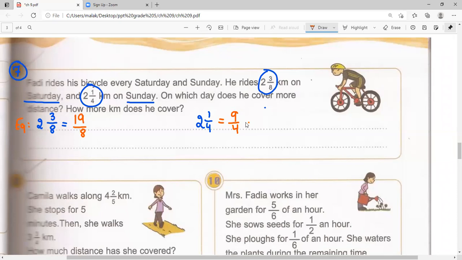Both have different numerators and different denominators. How will we compare them? We have to find the common multiple. The common multiple between four and eight is eight. So the first fraction I will leave the same. For the second one, four times which number equals eight? Two. Nine times two, how much? 18. So now we are comparing 19 over eight to 18 over eight. Which one is bigger? 19 over eight. So on Saturday or on Sunday? Saturday, exactly. So on Saturday he covered more distance.